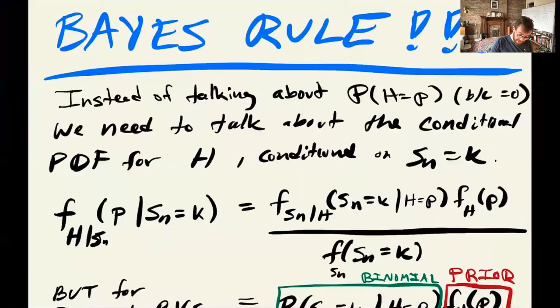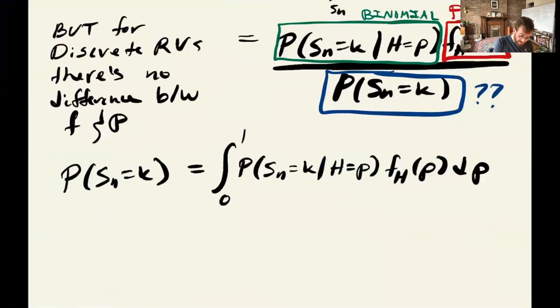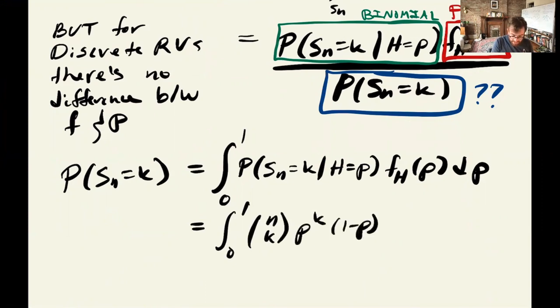All right, so let's get on with it. What does this even look like? Remember, our prior here is the uniform distribution from 0 to 1. And I know what this expression is here. So this is the integral from 0 to 1 of n choose k, p to the k, 1 minus p to the n minus k. And this is now multiplied by this uniform from 0 to 1, dp.